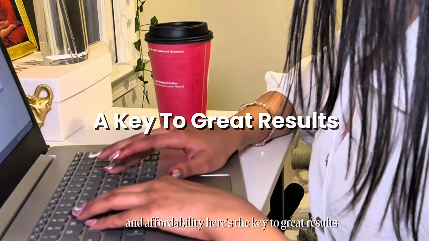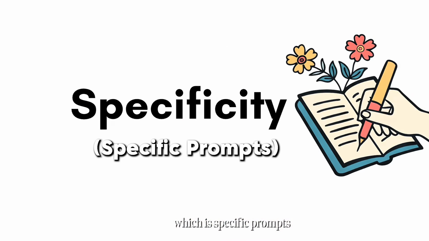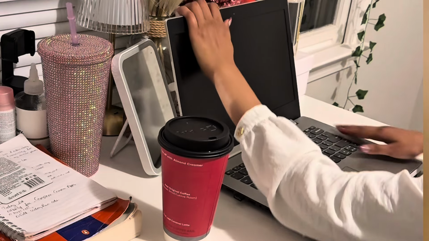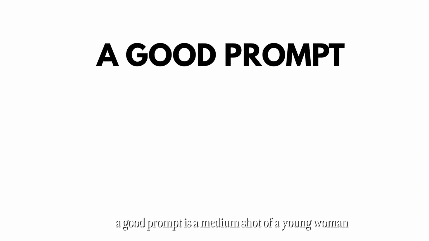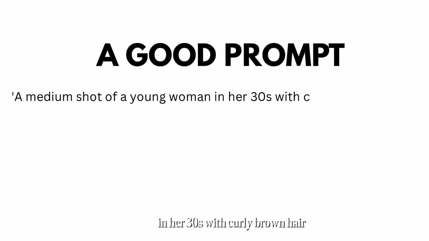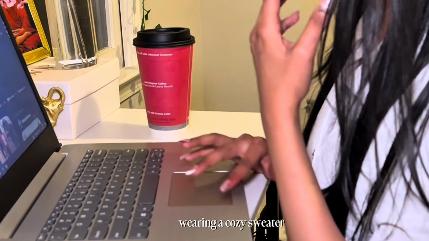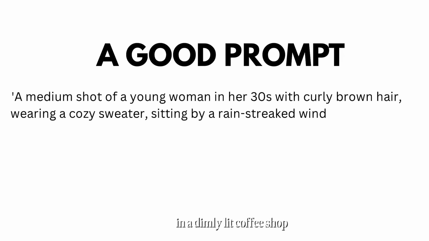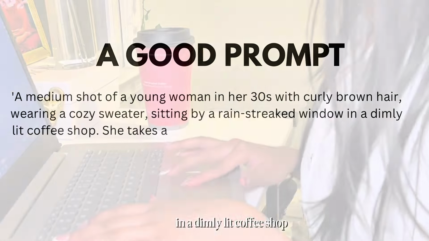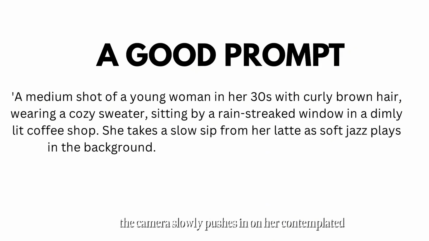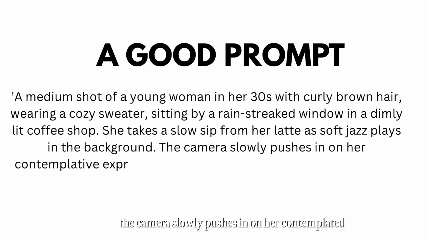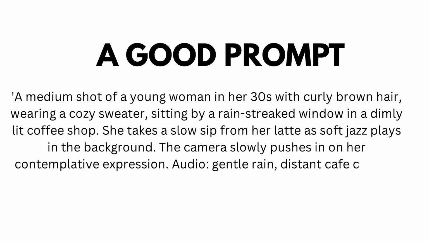Here's the key to great results, which is specific prompts. Let me show you the difference. A bad prompt is a woman in a coffee shop. A good prompt is a medium shot of a young woman in her 30s with curly brown hair wearing a cozy sweater sitting by a rain-streaked window in a dimly lit coffee shop. Slow sip from her latte as soft jazz plays in the background. The camera slowly pushes in on her contemplative expression. Audio: gentle rain, distant cafe chatter, smooth jazz piano.